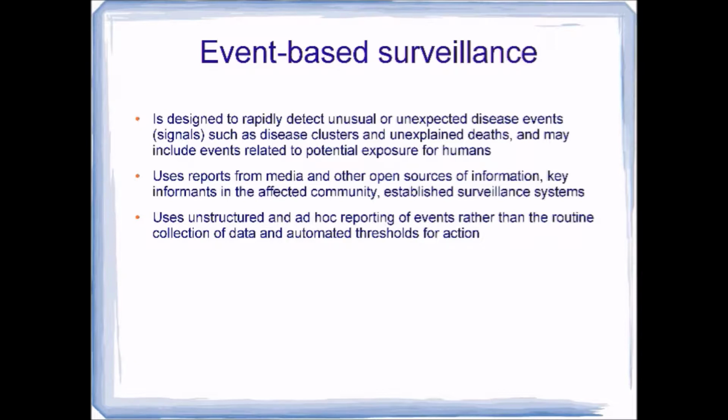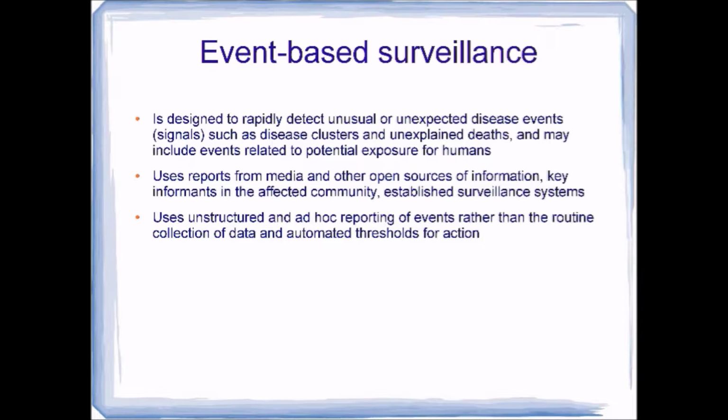It may include events related to potential exposure for humans, such as climatic conditions favorable to oviposition and subsequent maturation of mosquitoes. This surveillance uses reports generated by the media and other open sources of information, or via key informants in the affected community, as well as reports provided through established surveillance systems. Unlike classical surveillance systems, it uses unstructured and ad hoc reporting of events rather than the routine collection of data and automated thresholds for action.